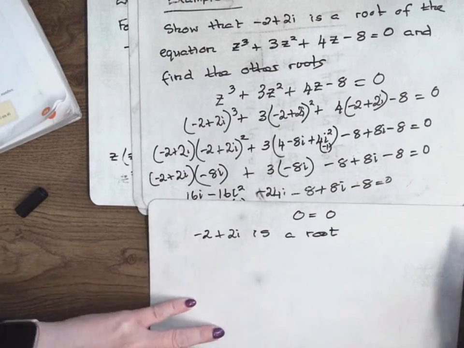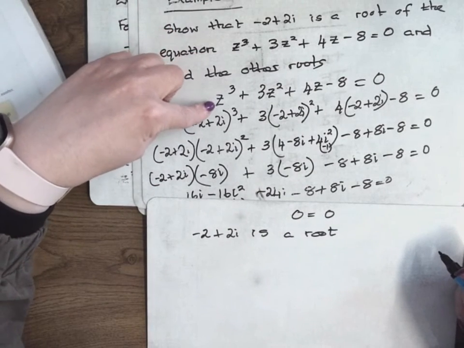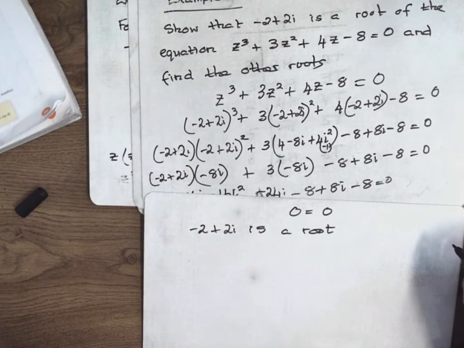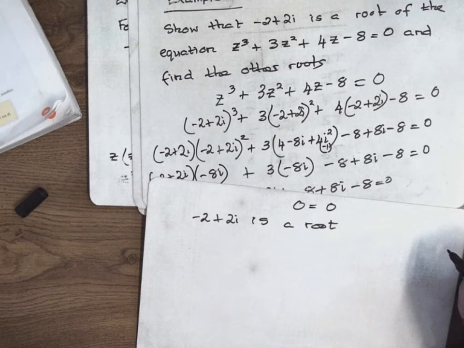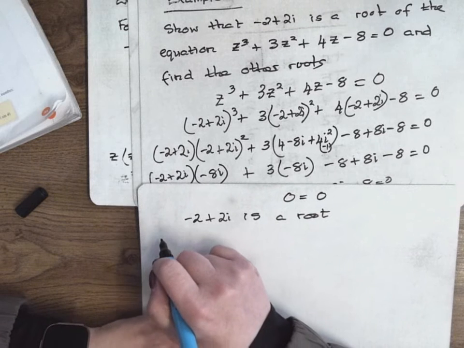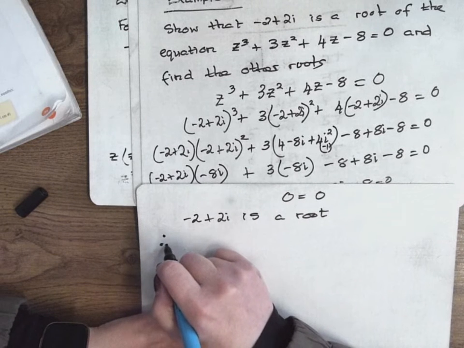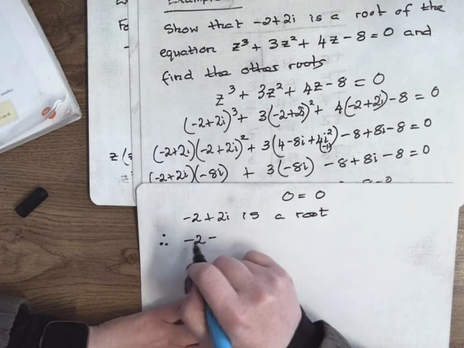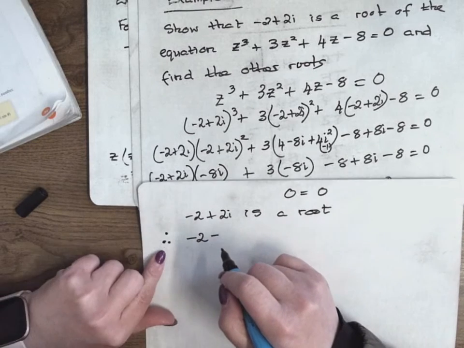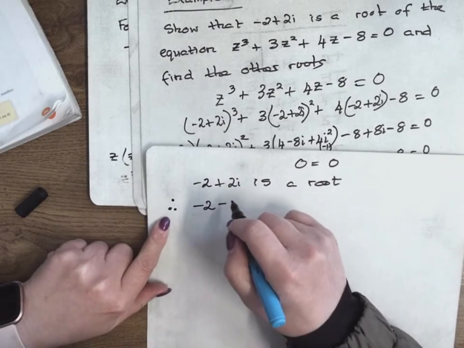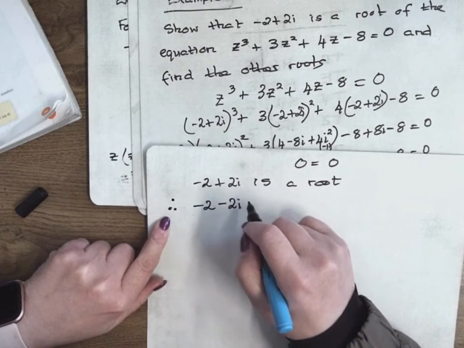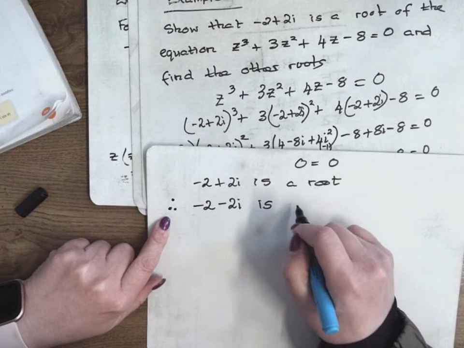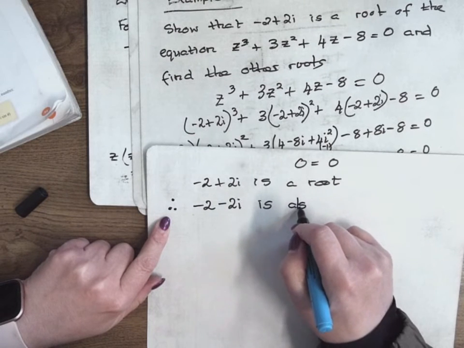Okay, right. How many roots does this equation have? 3. So I need to find 3 answers. I have 1. Right, okay. Our conjugate roots theorem says what's another root? Therefore, that means minus 2 minus 2i is also a root.